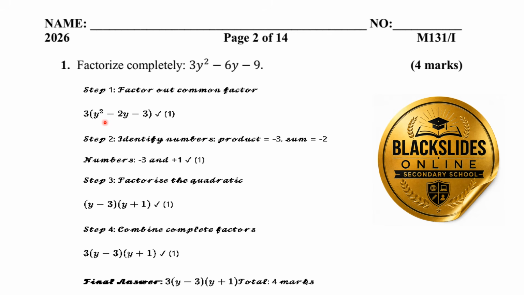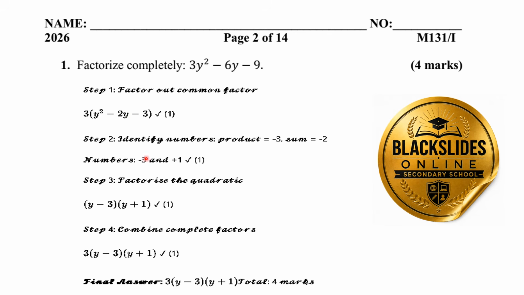So having factored out the number 3, now you have y squared minus 2y minus 3 to factorize. So in order to factorize this expression, you shall need first of all to identify numbers whose product is minus 3 and whose sum is minus 2. Two numbers that can be multiplied to give us minus 3, and the same numbers that can be added to produce minus 2, the coefficient of y.